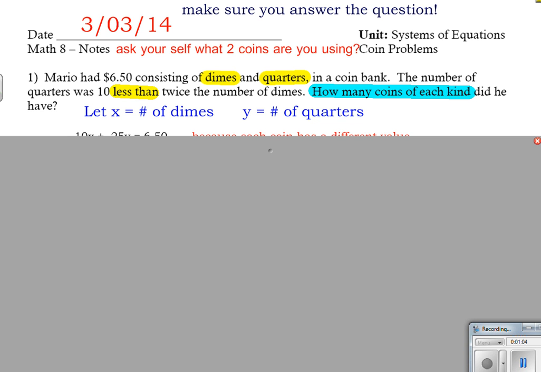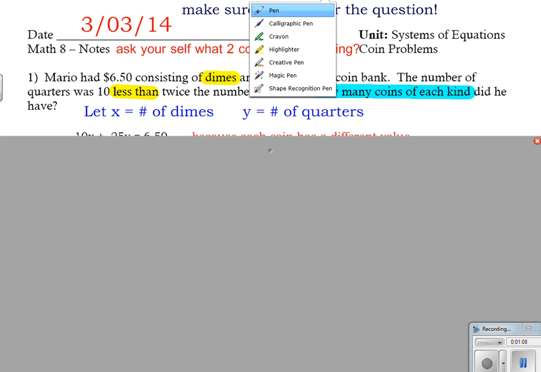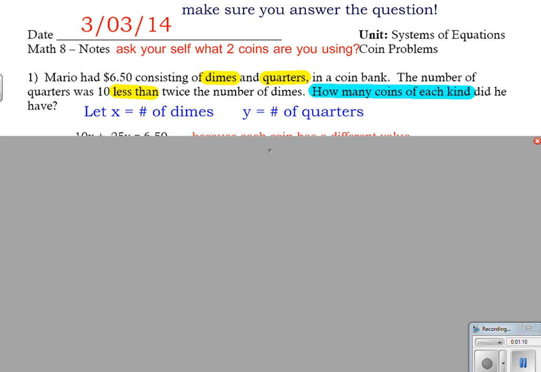I want to highlight what I'm looking at so you can see what I'm talking about. We use blue. The number of quarters was 10 less than twice the number of dimes. Twice the number of dimes. Quarters was 10 less than that. Let's look at our first equation.